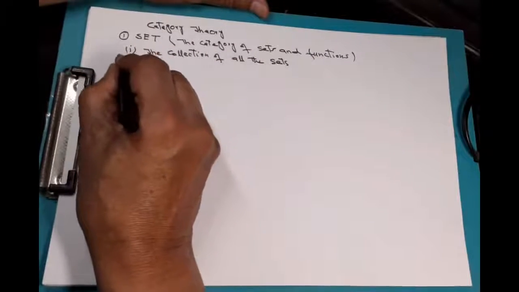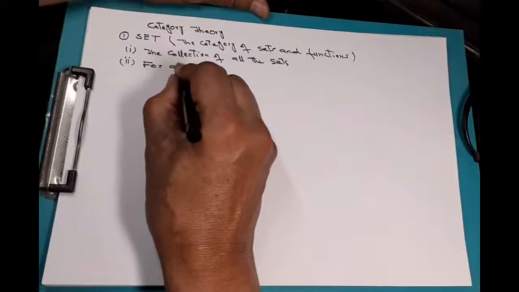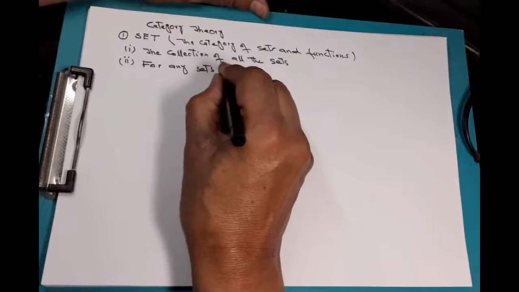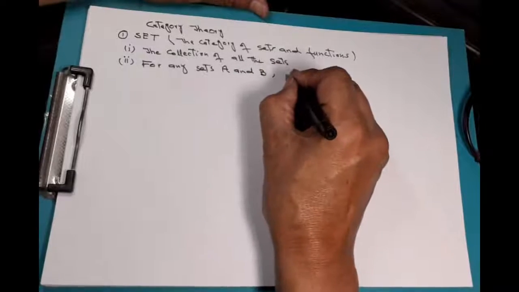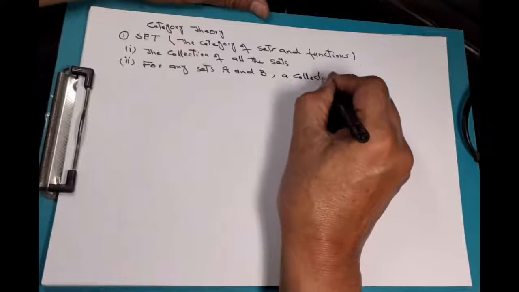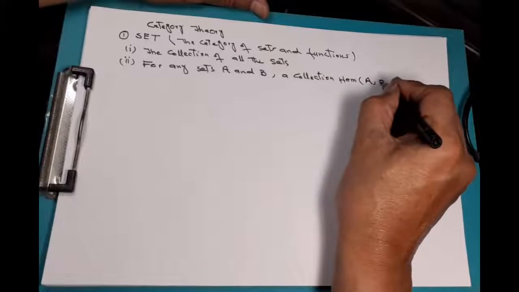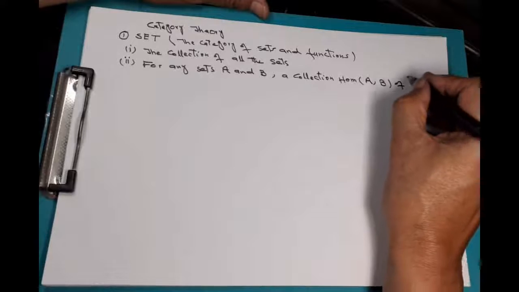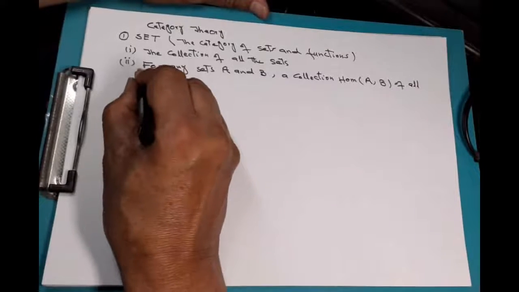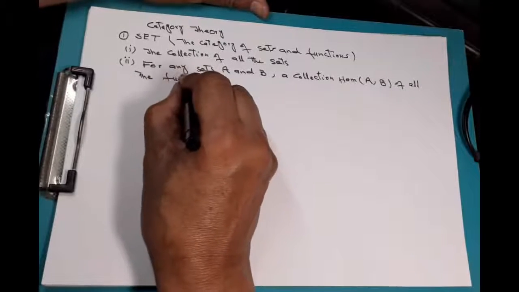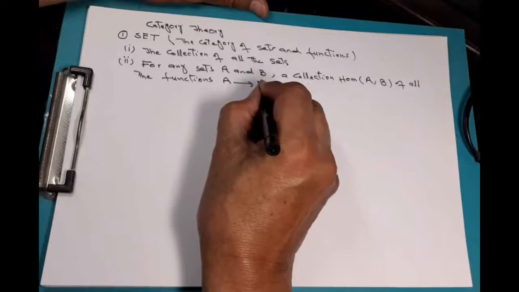Secondly, for any two sets A and B, a collection which we denoted by Hom AB of all the functions from A to B. All the functions with domain A and codomain B.